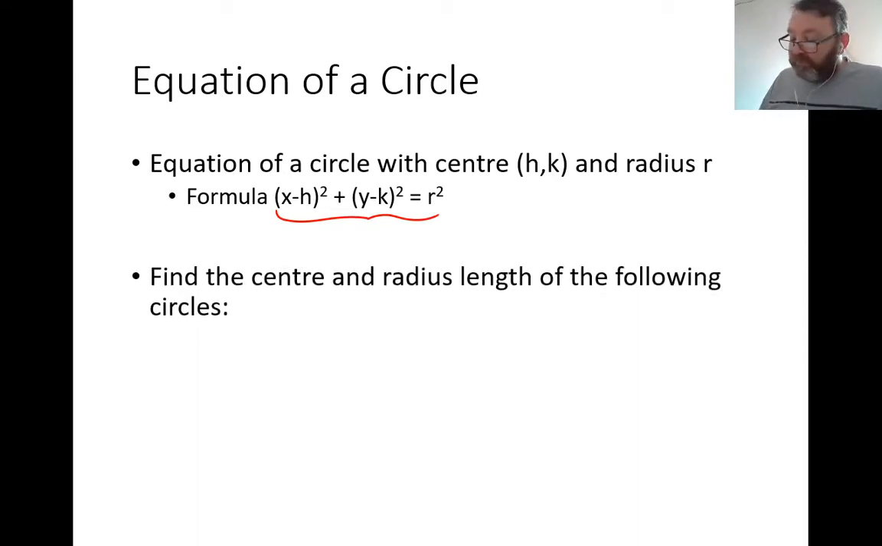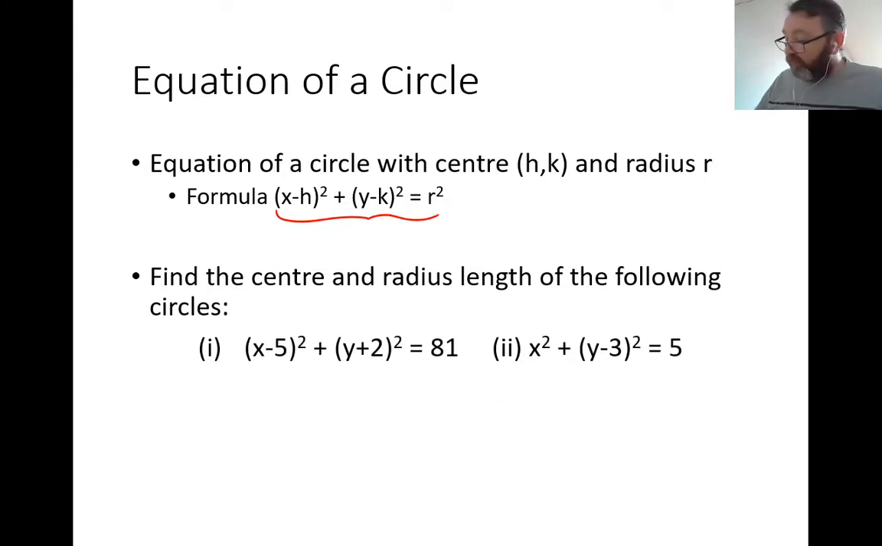So let's have a look at this. Find the centres and radius length of each of the following. Now, in this case, they want me to work out where is the centre and what's the length of the radius. Now here's what you notice. x and y are both being adjusted. x minus 5 to be squared, y plus 2 to be squared. Okay, and that's equal to 81.